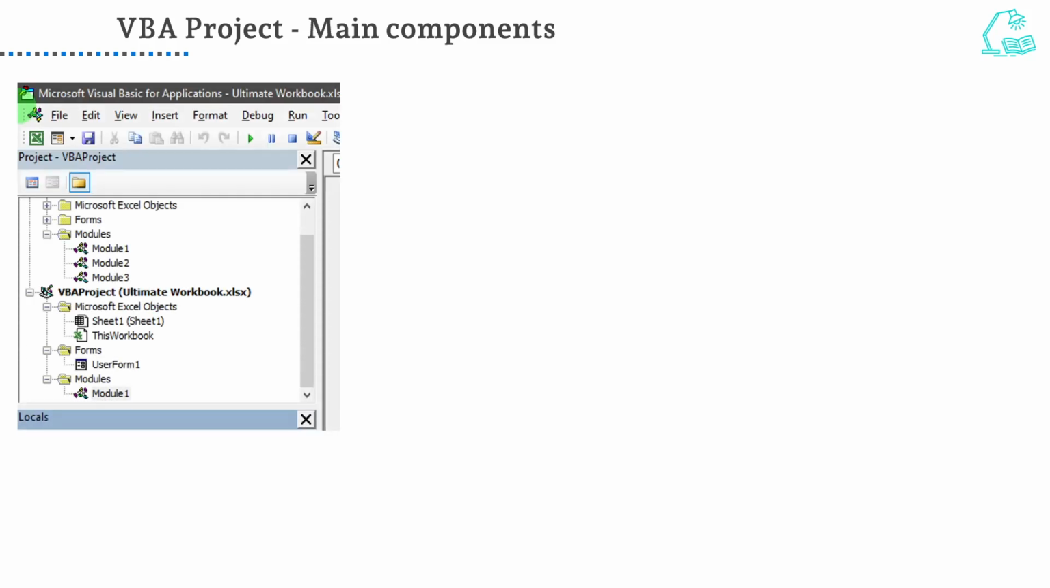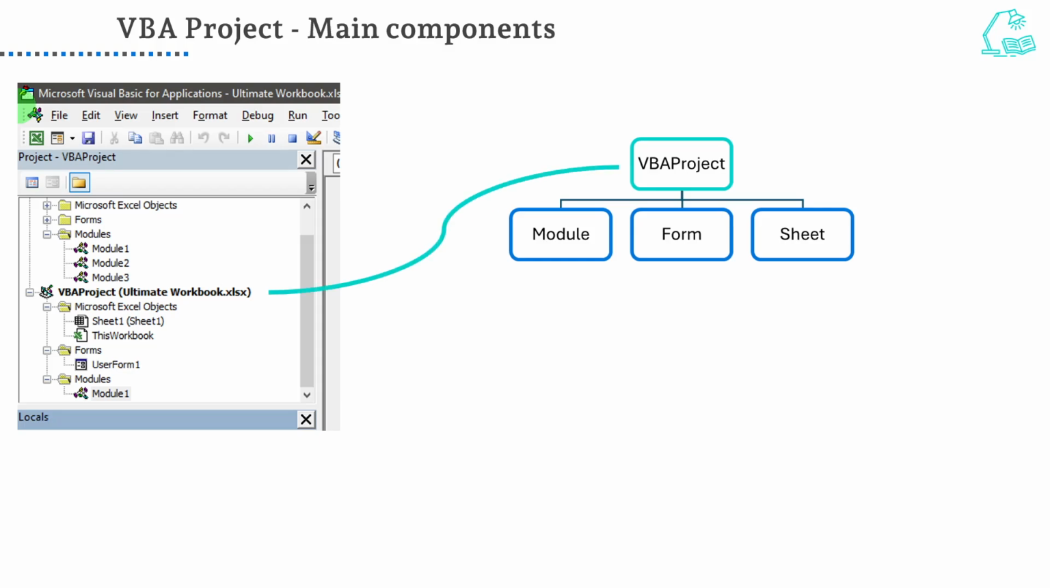At the top level, we have the VBA project. This is the container that holds all the components of your VBA code. Think of it as the root element that organizes everything within your project.